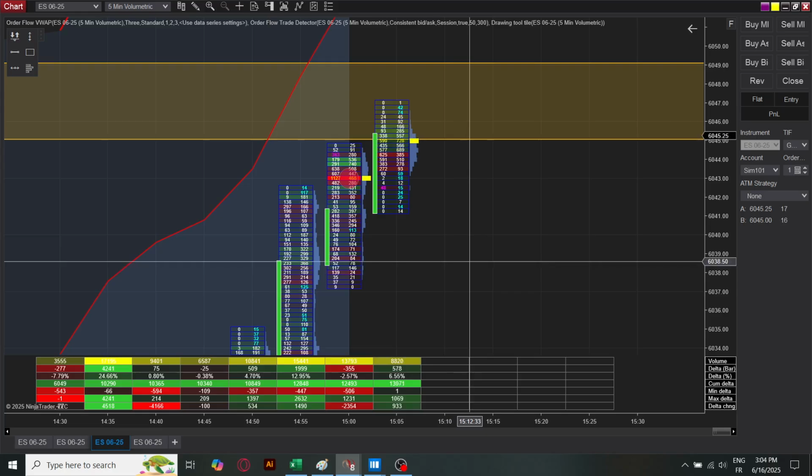Of course, I'm talking about footprint because volume profile is above all. Footprint can increase win rate, but without the volume profile, there's nothing. You have no key levels.